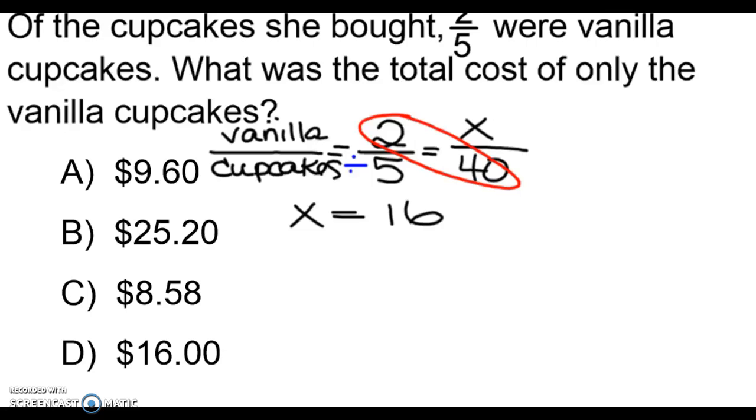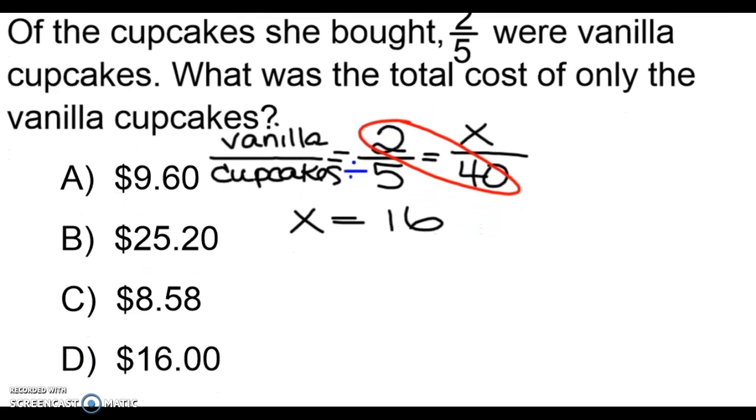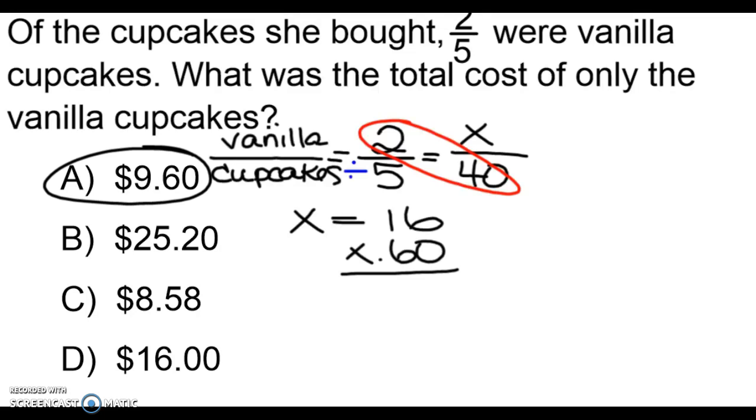Well, 16 represents the amount of vanilla cupcakes she purchased. It says that each vanilla cupcake was 60 cents. So we need to take 16 and multiply that by 0.60. As soon as you multiply that by 0.60, you are left with $9.60.